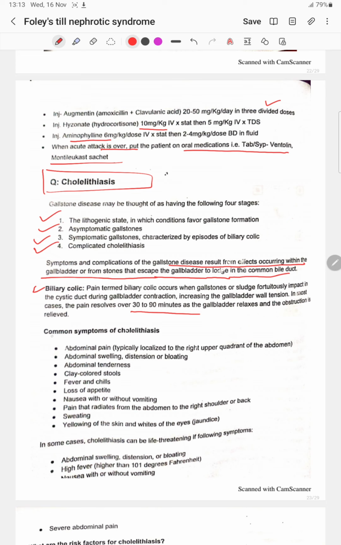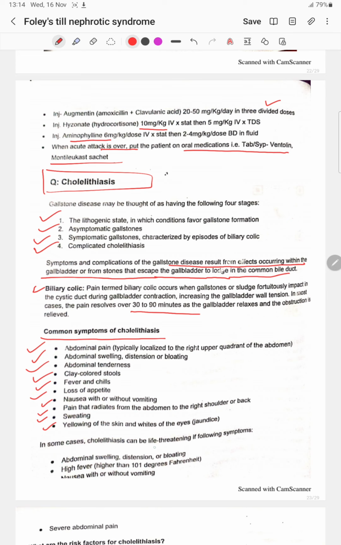obstruction is relieved. The common symptoms of cholelithiasis: abdominal pain, abdominal swelling, distension, bloating, abdominal tenderness, clay-colored stools, fever and chills, loss of appetite, nausea with or without vomiting, pain that radiates from the abdomen to the right shoulder or the back, sweating, and yellowing of the skin and the whites of the eyes, jaundice.